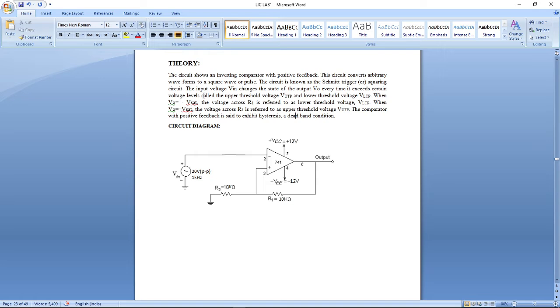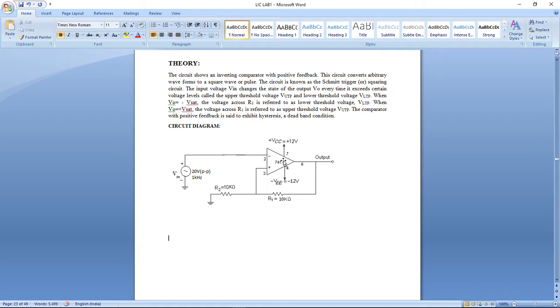This is the circuit diagram for Schmitt trigger. This is the op-amp and these are the op-amp connections. Mainly in op-amp, the important point is the 741 connections. That means the 7th, 4th and 1st terminal connections are very important while connecting op-amp. Here we can see the 7th pin.